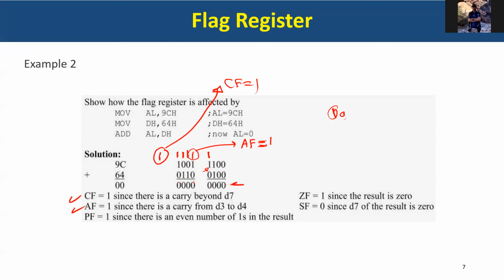Let's look at the result. The result is all 0, so the zero flag should be 1. That's right. The 8 bits are 0, so the sign flag should be 0. And finally, for the parity, the number of ones here is 0, and 0 is considered an even number, so the parity flag should be 1. Okay, that's good.